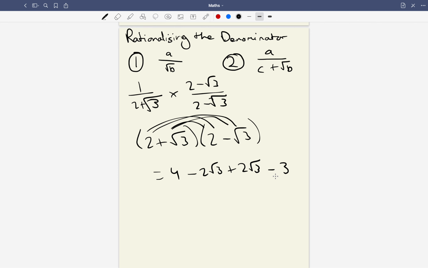Now, do you see how when we do this, we've got 4 minus 3 first of all, which is 1, minus 2 root 3 plus 2 root 3. These two cancel out, and that is why we multiply by the same thing but change the sign, because it cancels that stuff out, so we're just left with 1. So now we rewrite it as 2 minus root 3 over 1, and that is the denominator rationalised.